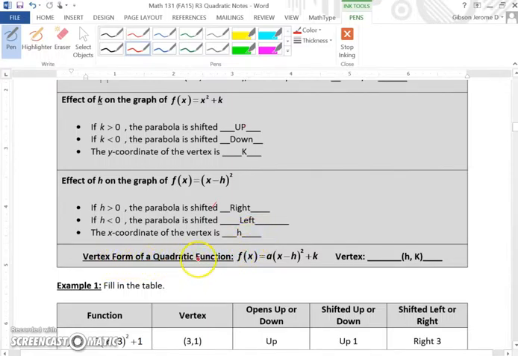So this is the vertex form of a quadratic function. You have f of x, which we know actually means y, and it equals a times x minus h squared plus k. And then h and k is your vertex.